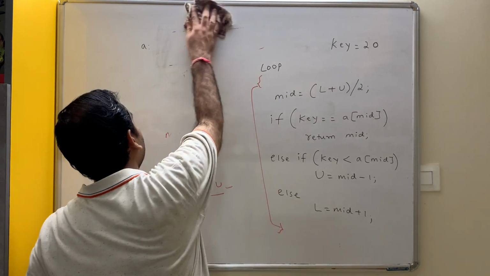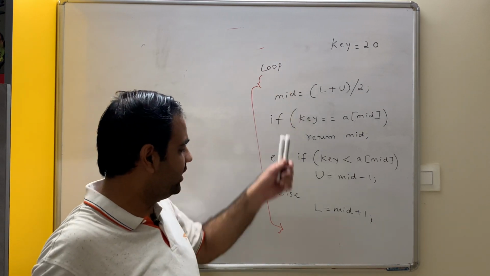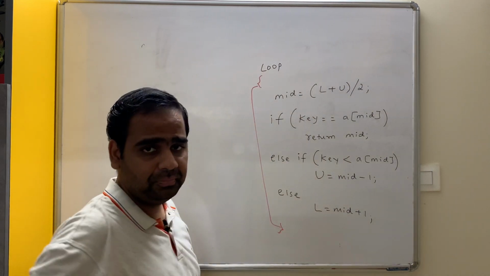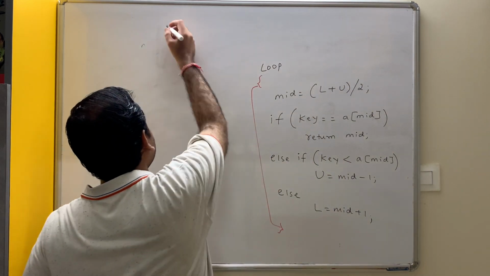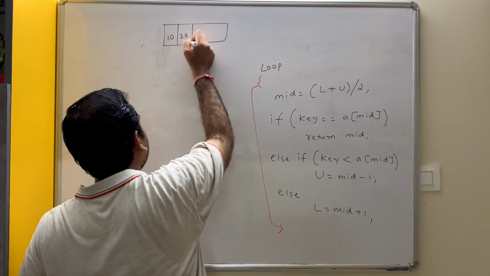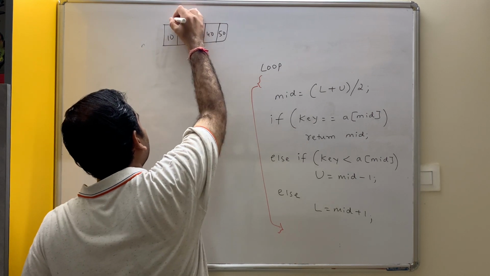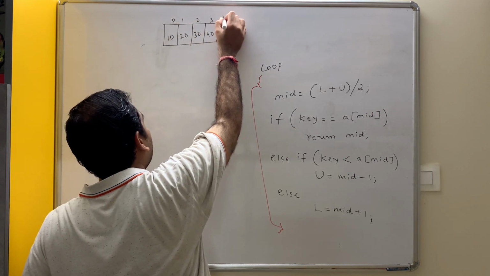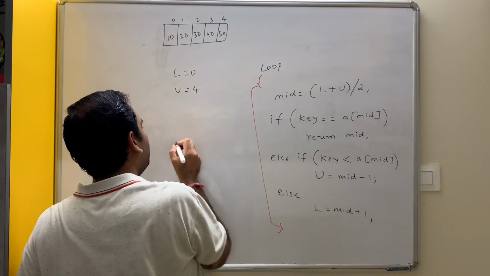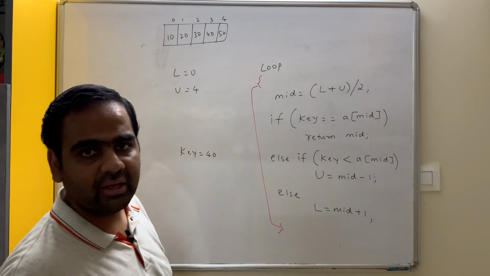Let me run this on another set of input. Then we will see what should be the terminating condition and how shall I return minus 1. Let's take another array and I write here 10, 20, 30, 40, 50. This is the array, indices 0, 1, 2, 3, 4. What is the lower limit to start with? 0. Upper limit to start with is 4. And let me take key is equal to 40.